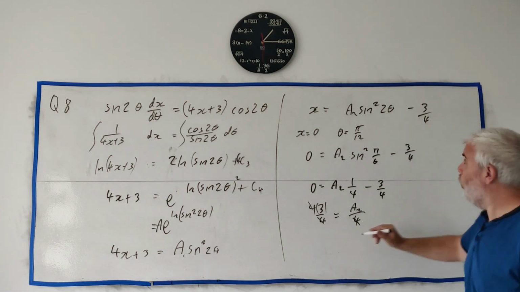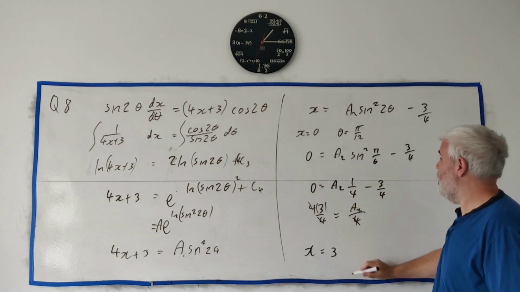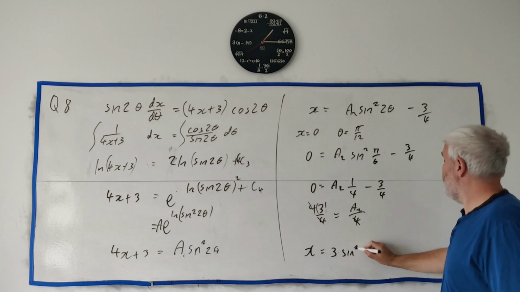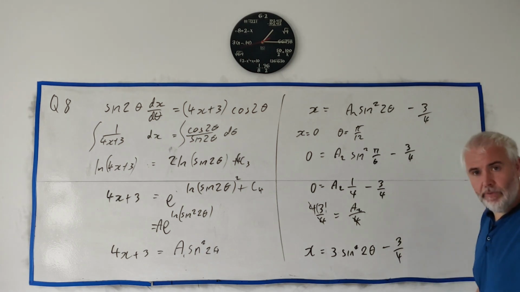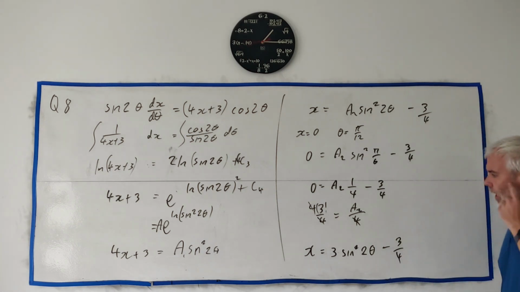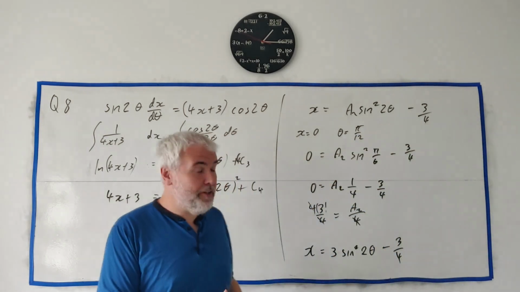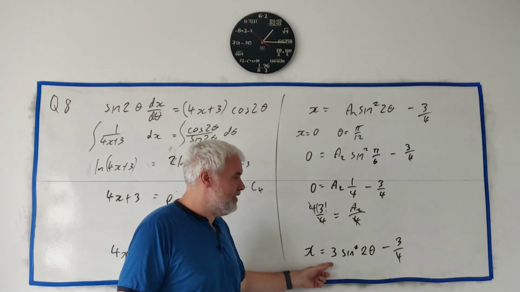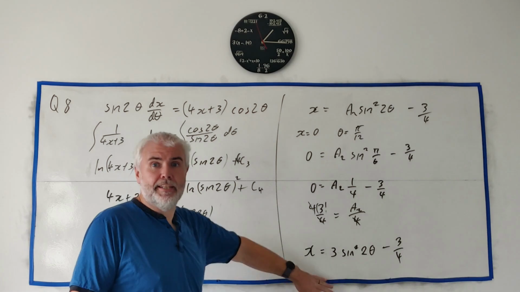This line up here one last time. X is equal to, instead of A2, they want to see the number 3, sine squared 2 theta minus 3 over 4. That's your final answer. If you got a constant at a different point, that's perfectly okay. We all should be getting to the same last answer, or something's gone wrong. That's it for this question.